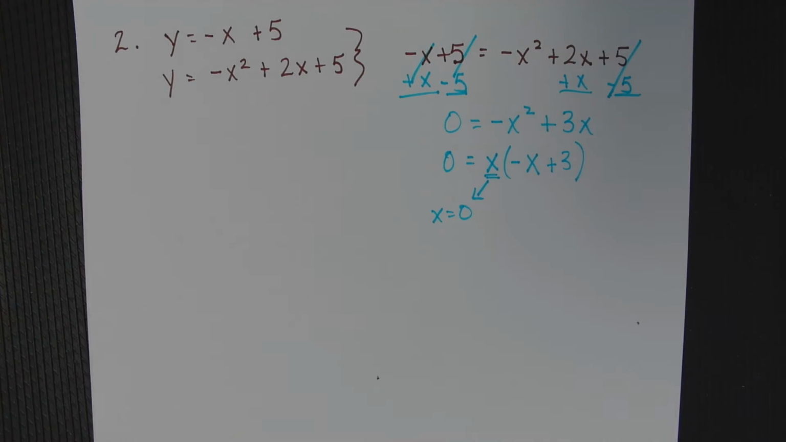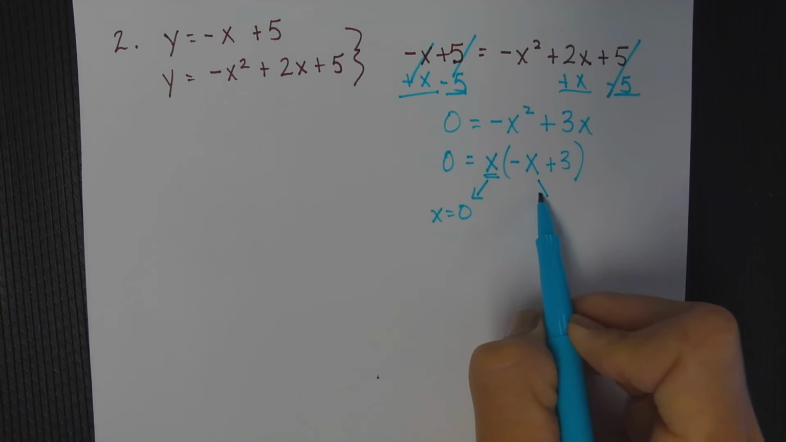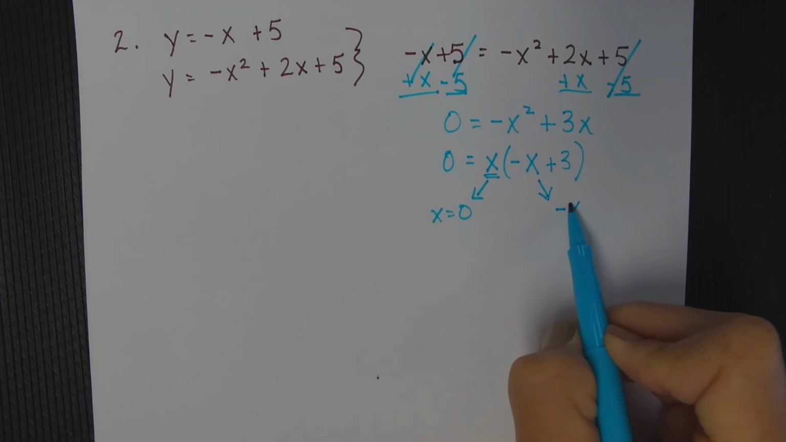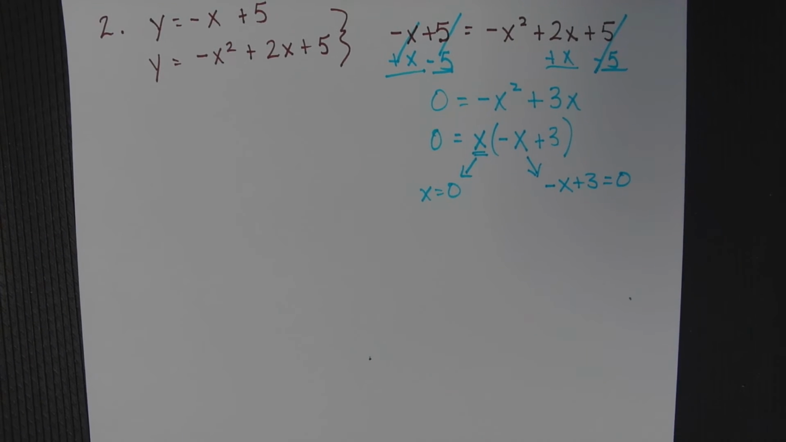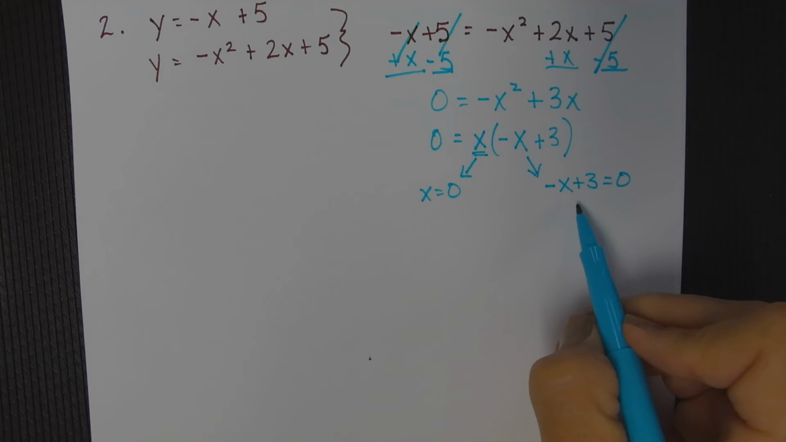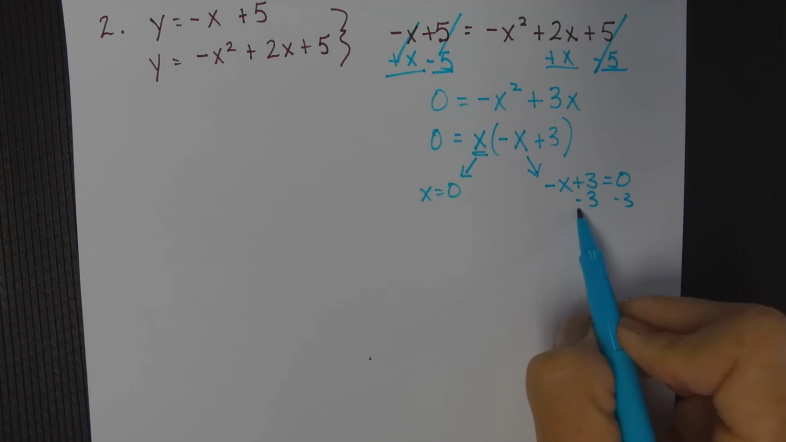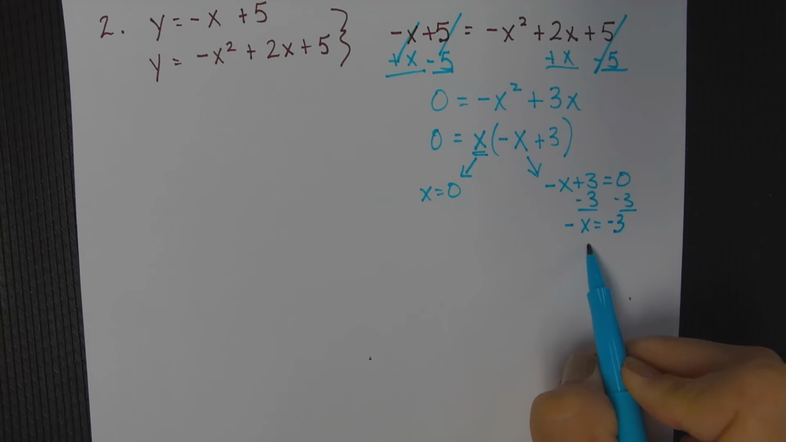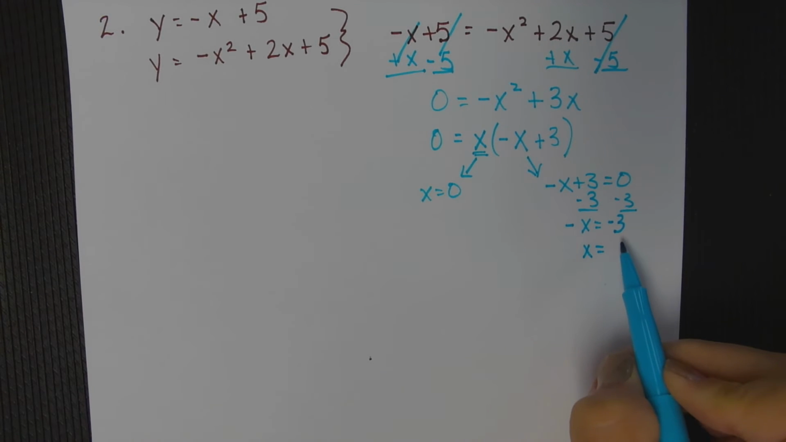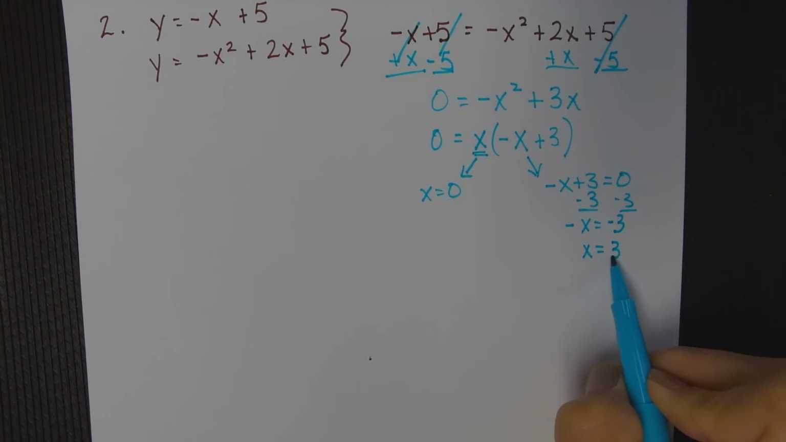The other one is going to be hopefully what? 3. Let's check. So I need to set this equal to 0. Negative x plus 3 equals 0. Simple math. Be careful. Subtract 3. You're left with negative x equals negative 3. Therefore, x is equal to positive 3.